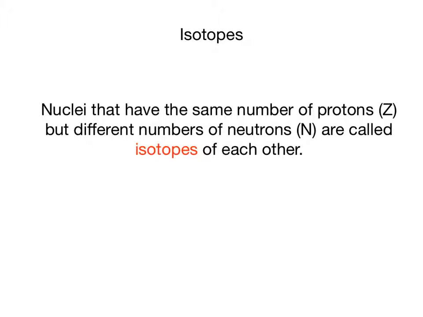Some elements have several isotopes. Isotopes are nuclei that have the same number of protons but different numbers of neutrons. One thing interesting about isotopes is that they are chemically identical.